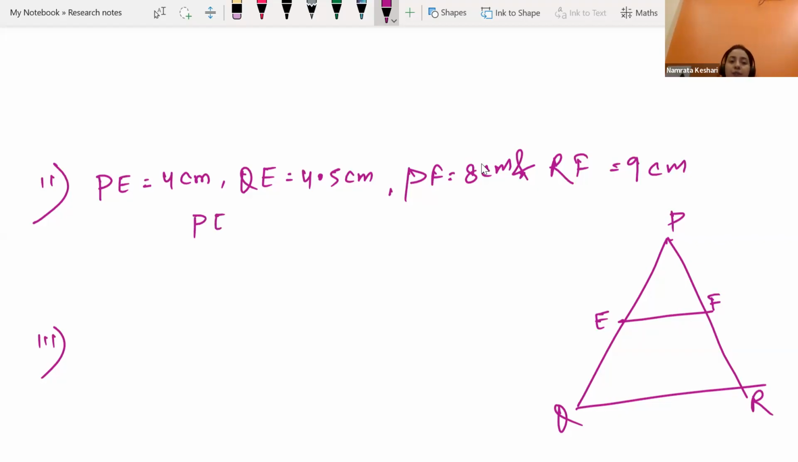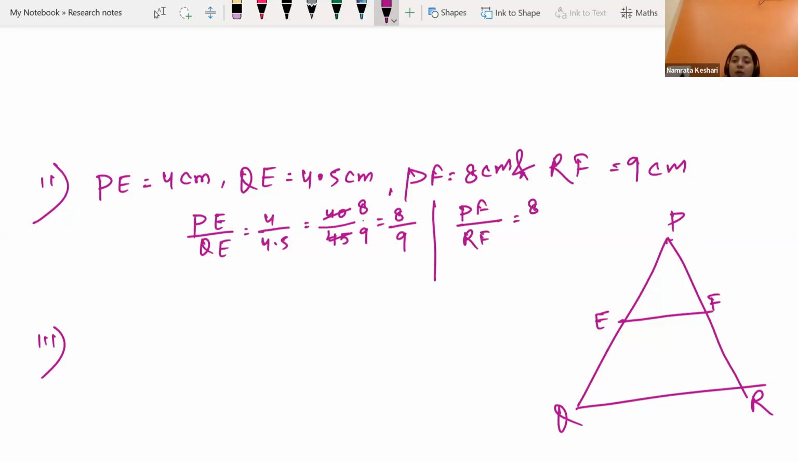Let's check it. Our PE by QE ratio is coming as 4/4.5. I just told you how to remove the decimal: 10 multiplication is required, so we will be multiplying by the same 10. Okay, 5 8 times 40, 5 9 times 45. So 8/9 we are getting, and we can also see that from the other ratio, PF by RF, we will also get 8/9.